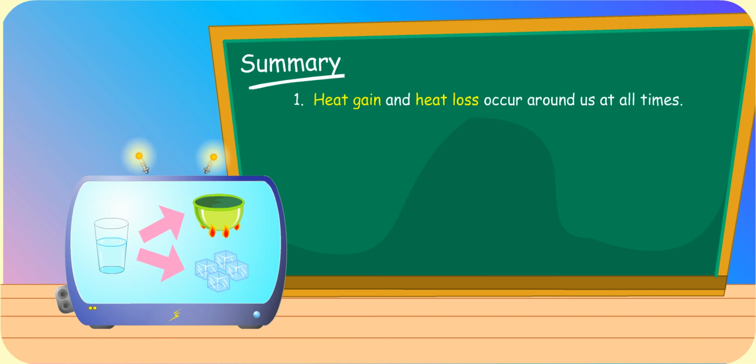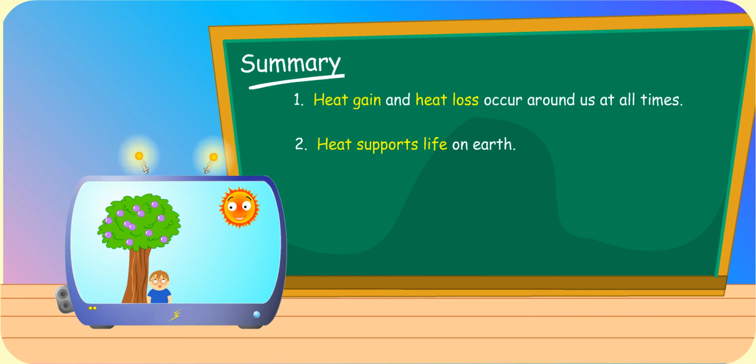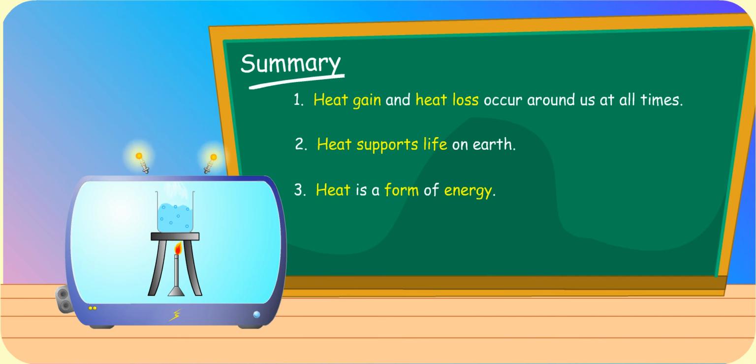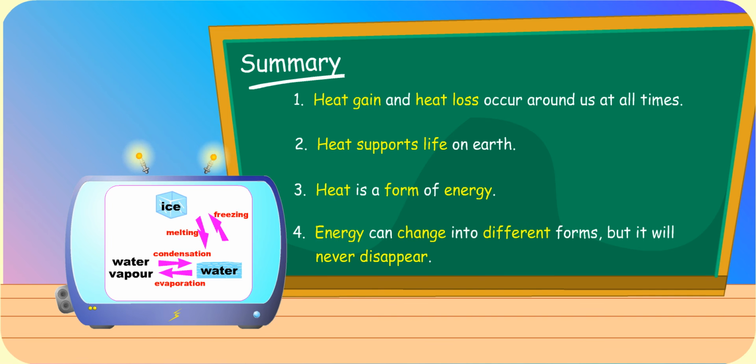Heat gain and heat loss occur around us at all times. This supports life on Earth. Heat is a form of energy. Energy can change into different forms, but it will never disappear.